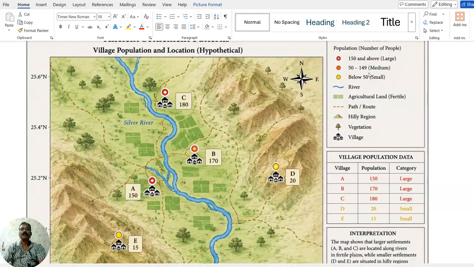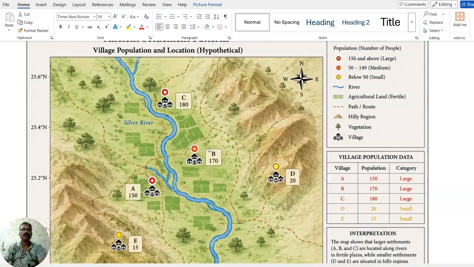Okay, 50 to 149 is medium, and below 50 is small. It is classified in this way: below 50 means small, 50 to 149 medium, and 150 and above large. Okay, river, moving on. Similarly, agricultural land is given.